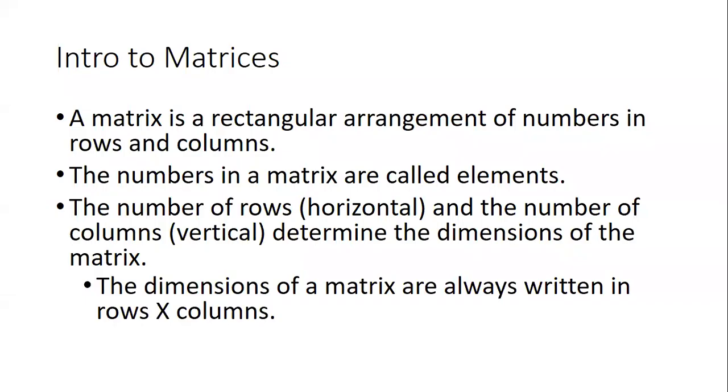So intro to matrices. A matrix is a rectangular arrangement of numbers in rows and columns, okay? The numbers in a matrix are called elements. The number of rows and the number of columns determine the dimensions of the matrix, okay? So the dimensions of a matrix are row by column. So how many rows, how many columns?